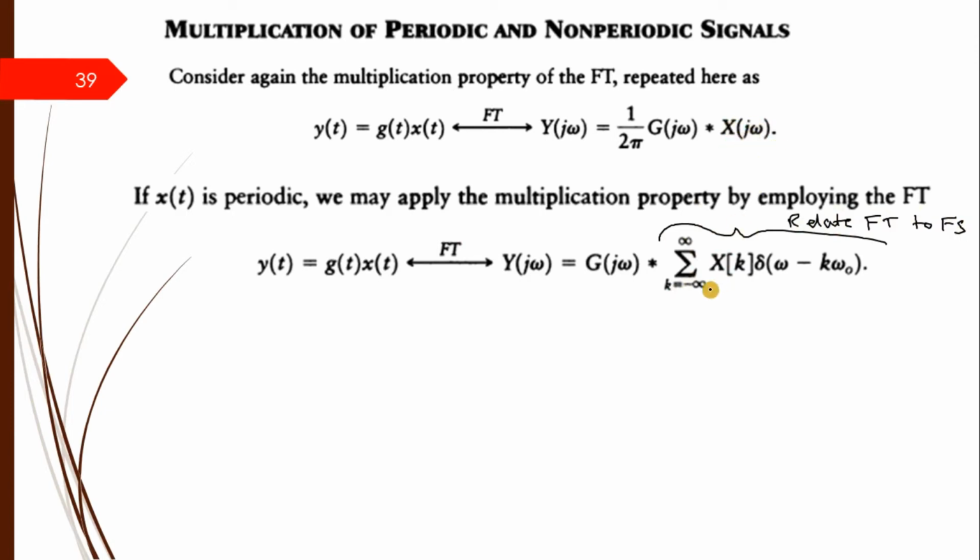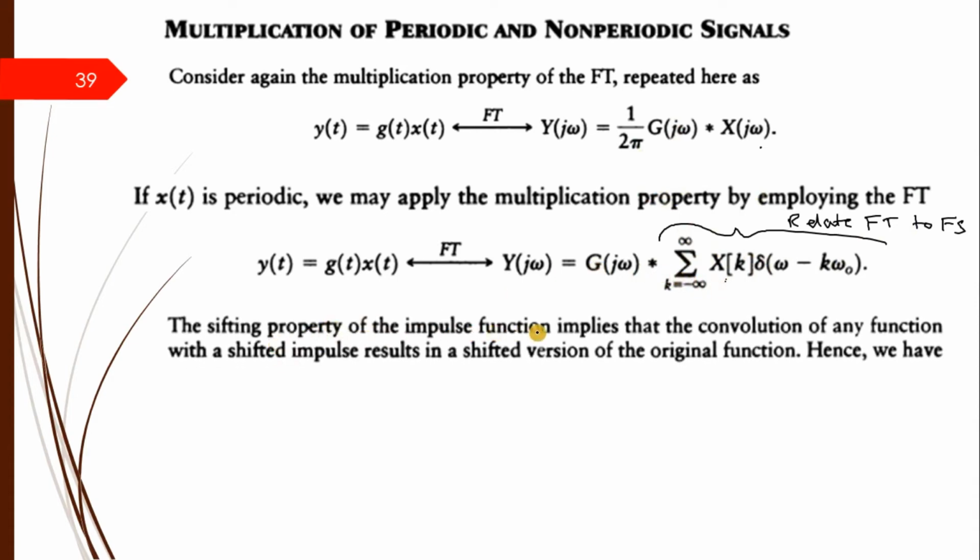So x of j omega is the FT coefficient, and this is the FS coefficient. This is the relation. So hence, in place of x of j omega, I just write the relation between FT and FS. That's it, only this change. Rest everything is the same. So this is the change, and this 2 pi and this 2 pi cancel. So you get this equation.